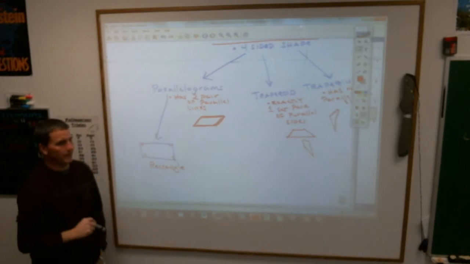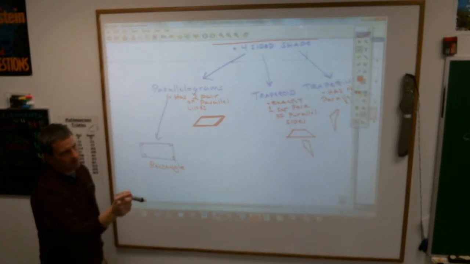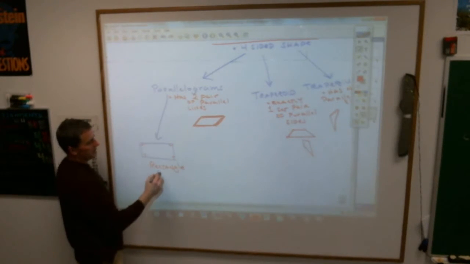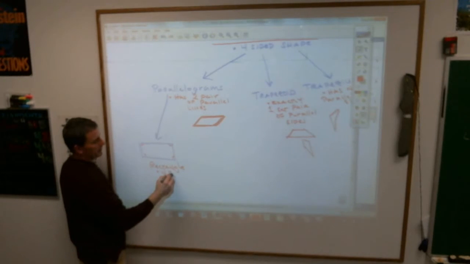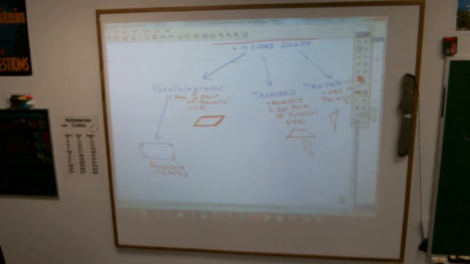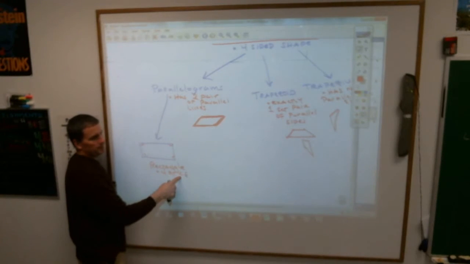A rectangle is a parallelogram that has four right angles. Exactly. What makes a rectangle is it has to have 4 right angles, 4 90-degree corners, 4 square corners, just like your piece of paper. It is a parallelogram, but it is a special one because it has 4 right angles.